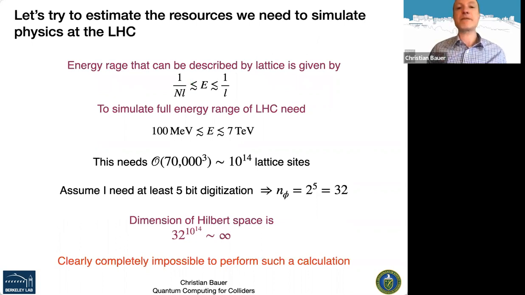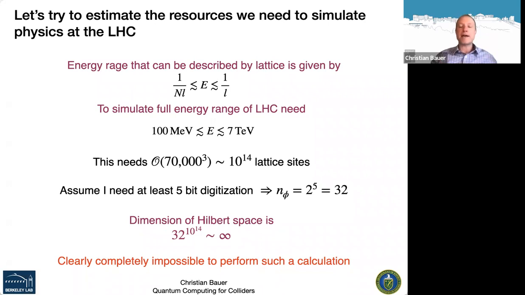Well, the problem is the scales involved in the problem. The energy range that can be described by a lattice is given, the largest energy is given by the inverse lattice spacing. You can very easily understand that if you think about it, high energy means short wavelength excitations. And of course, if the wavelength becomes smaller than the resolution I have in my lattice, which is the lattice spacing, then I can't resolve these high energy fluctuations anymore. So the highest energy or the shortest wavelength I can resolve is given by the inverse lattice spacing.